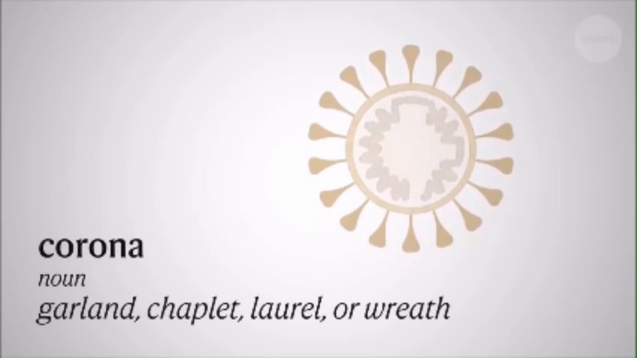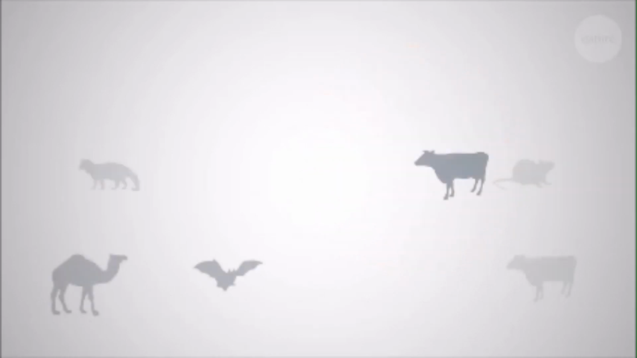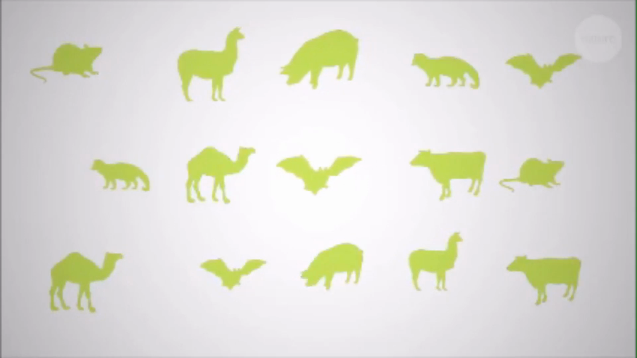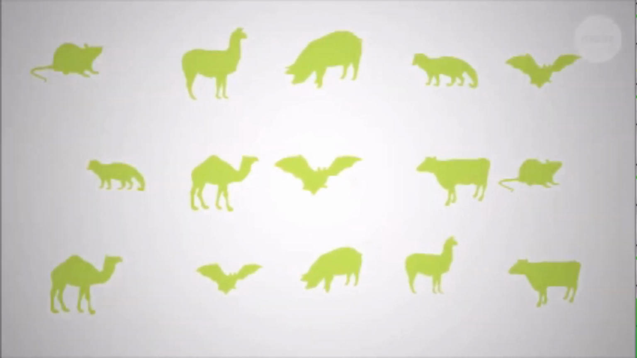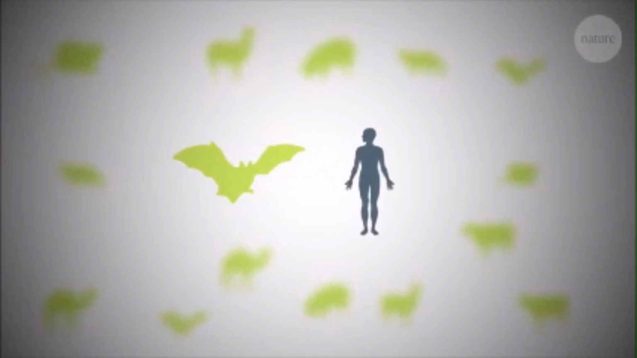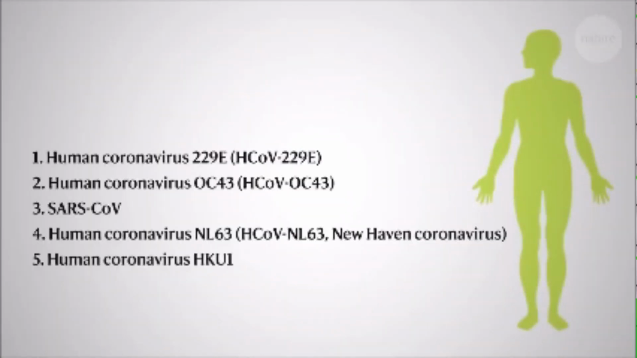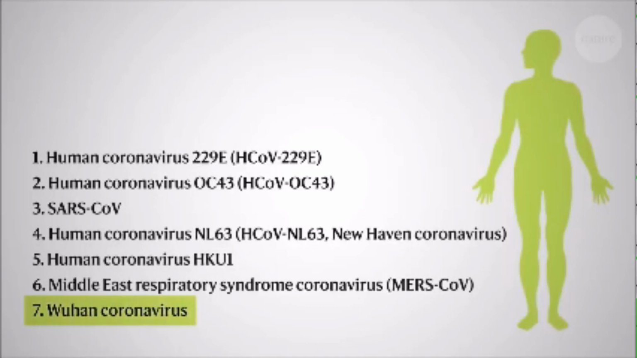Corona refers to the virus's distinctive shape. They are a large group common among mammals and birds. But in rare cases like this one, they can spread to humans, a process known as zoonosis. This new virus is the 7th known human coronavirus, and it affects the respiratory system.